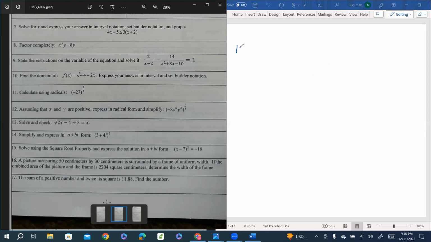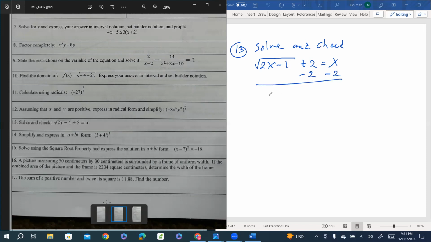Number 13. For 13, we need to solve and check. Now, square root equations, you must check all the time. So we have the square root of 2x minus 1, plus 2, equals x. This 2 is not inside the square root. So let's isolate the square root by subtracting 2 on both sides first. So we have the square root of 2x minus 1 being equal to x minus 2. Now to get rid of the square root, we have to do the opposite of square root, which is squaring. Whatever you do to one side, you have to do to the other side because it's an equation.